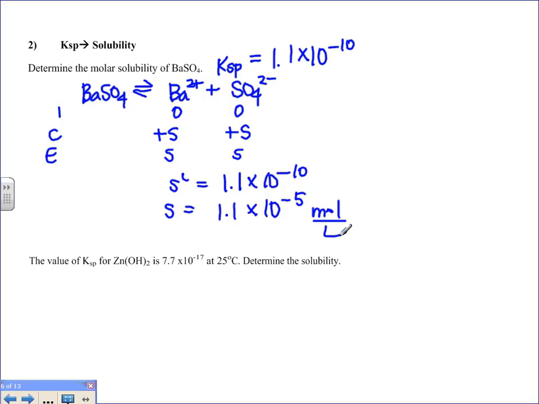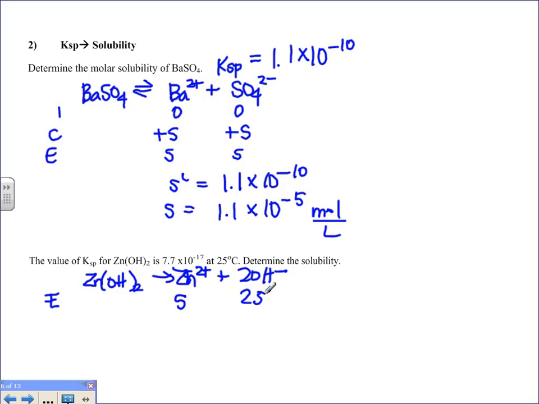For zinc hydroxide, it's a little bit different because we have a ratio other than 1-to-1. When we look at zinc hydroxide, we get Zn2+ and 2 hydroxide. And for these, they're all the same. So if you want to skip ahead to just the ice chart, the E row, okay, this is going to be S and this is going to be 2S. Okay, your ions always start at 0 and always increase in the ratio that is reflected in the equation. We have S and 2S.